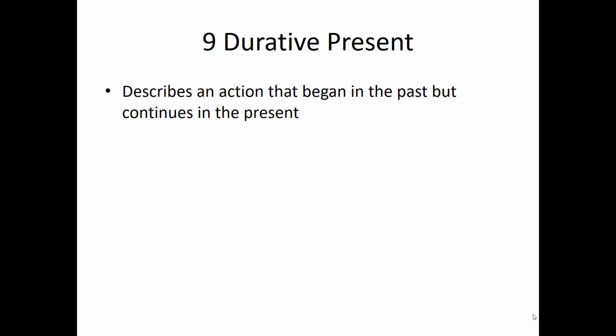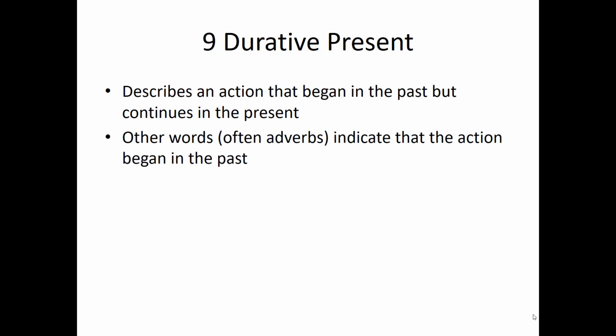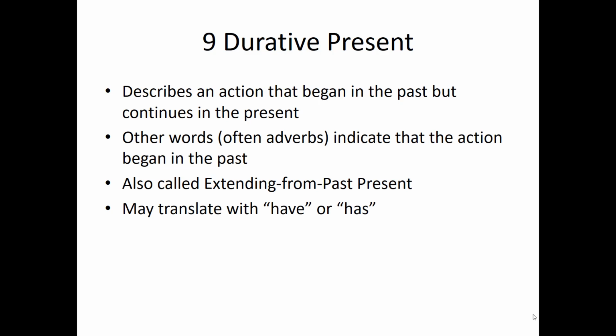The use called the durative present describes an action that began in the past, but it continues in the present. So see the word duration in there. Started in the past, the action itself is ongoing. It continues in the present. What you'll probably have here is some other words, and very often these are adverbs, that indicate the action began in the past. Sometimes this is called an extending from past present. What you might do is translate this with the word have or has.